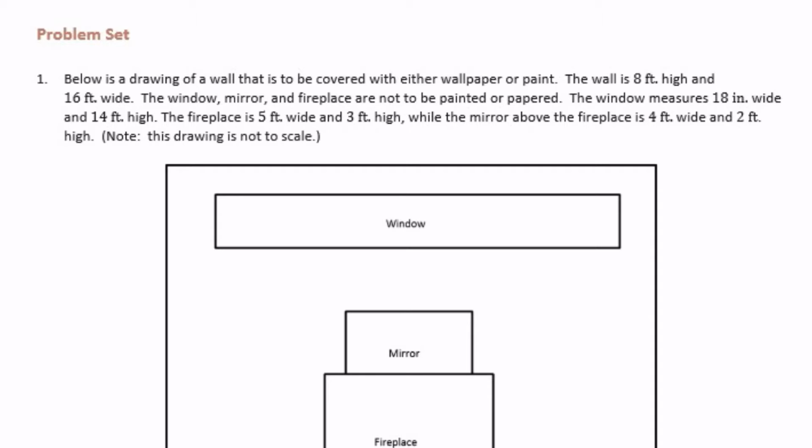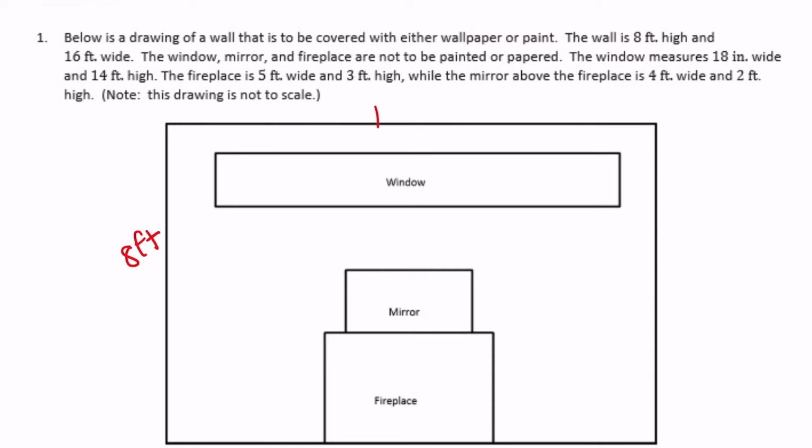Okay, so I'm going to start labeling these measurements on the diagram since they're not labeled themselves. So they're 8 feet high and 16 feet wide. The window, mirror, and fireplace are not to be painted or papered.